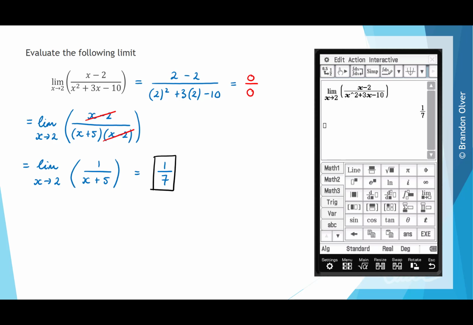Hitting execute will evaluate that limit, and this says that as x approaches 2, the limit of this expression approaches 1 divided by 7, which is the same limit that we found by hand.